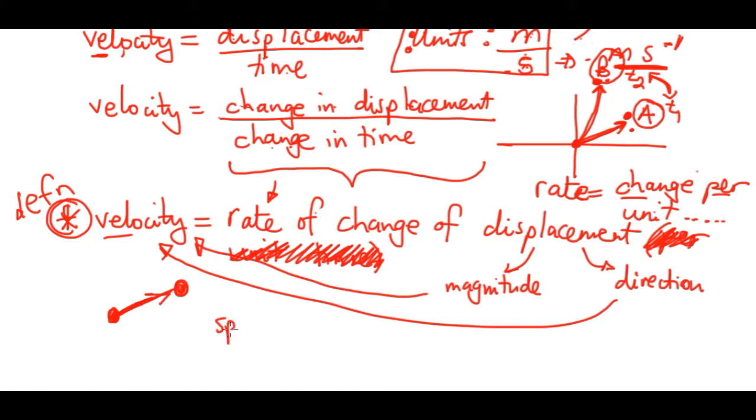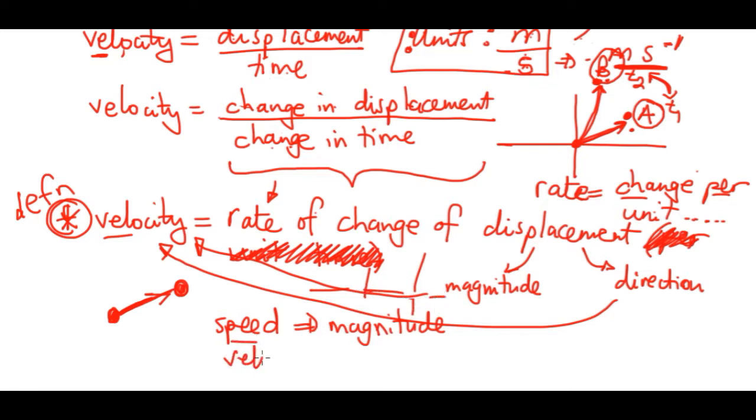Speed, we are going to see these differences later. Speed will just be magnitude, how fast something is going. We do not care where it's going. Is it going up? Is it going down? Is it going left? We do not care. For speed, we do not care.